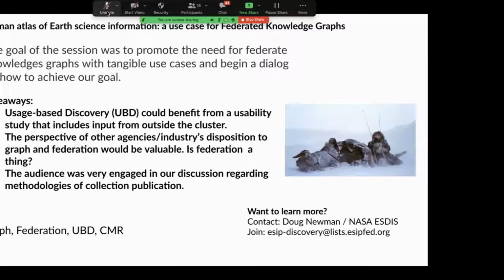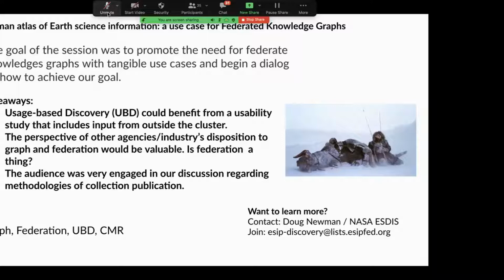All right. So our takeaways were that usage-based discovery, which is an ESIP effort, could benefit from some usability studies and some input from outside the cluster. There were some people who came in from other clusters who had some ideas about how usage-based discovery could go. I think we really need to look at what the industry is doing in terms of graph and federation. We've kind of treated it like our own thing right now, and there's probably some best practices out there that we're unaware of.